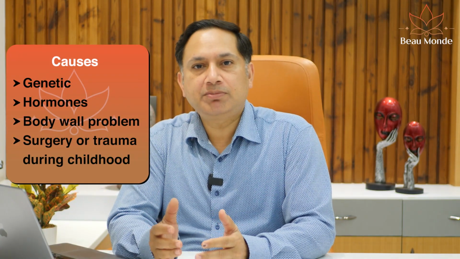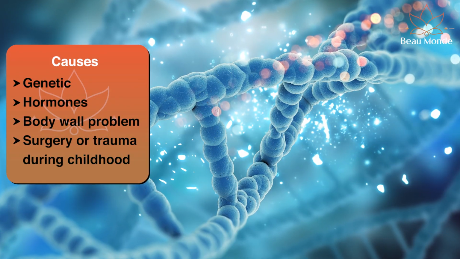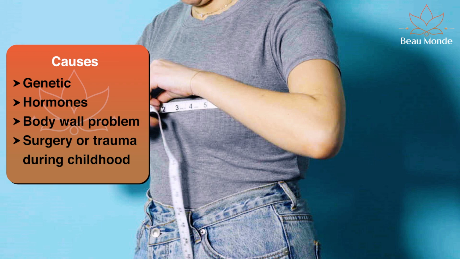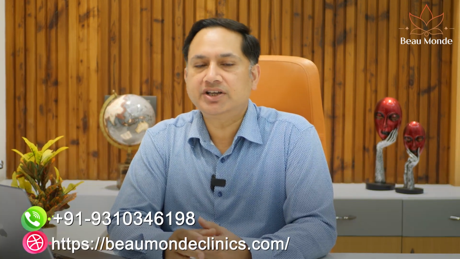The causes may be genetic, some hormonal problem, some body wall problem like Poland syndrome, or some surgery or trauma in the childhood on one side of the breast. That may lead to asymmetry of the breast.